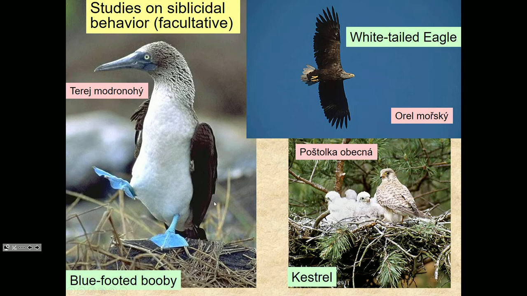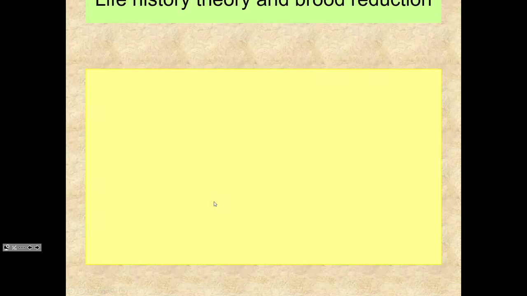One of the more famous studies has been done on the blue-footed booby, by Hugh Drummond and others in Mexico. But there has been a number of studies also on different species of eagles. Maybe white-tailed eagle is actually not a good example, because many of the devoted white-tailed eagle investigators say it doesn't occur in this species. They feed a lot on fish. And I also took up kestrel here, because only in a few species of falcons have we observed siblicidal behavior. I will come back to that later in the talk.